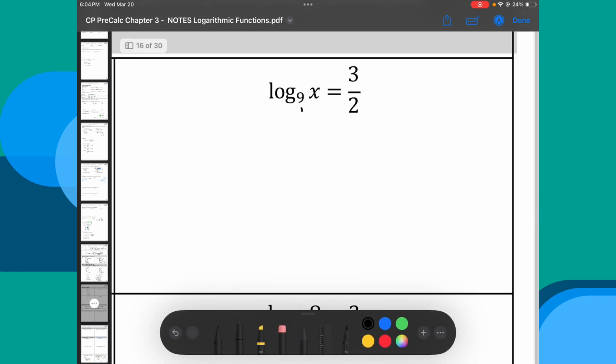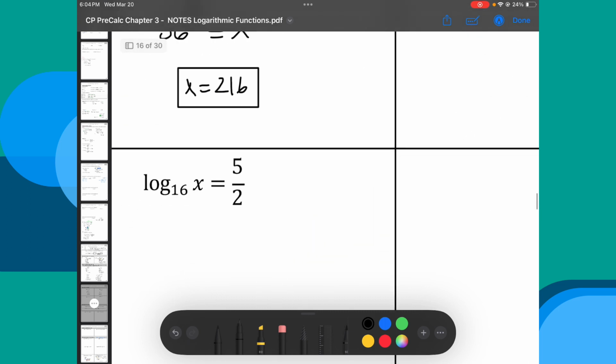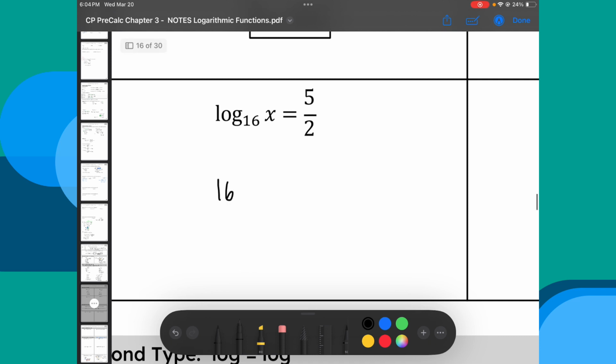Here we have log base 9. So 9 raised to the 3/2 power is going to be equal to x. So that means the square root of 9 to the 3rd power, so 27. Here we have 16 raised to the 5/2 power is equal to x. So the square root of 16 is 4, and then 4 to the 5th power is 1024.